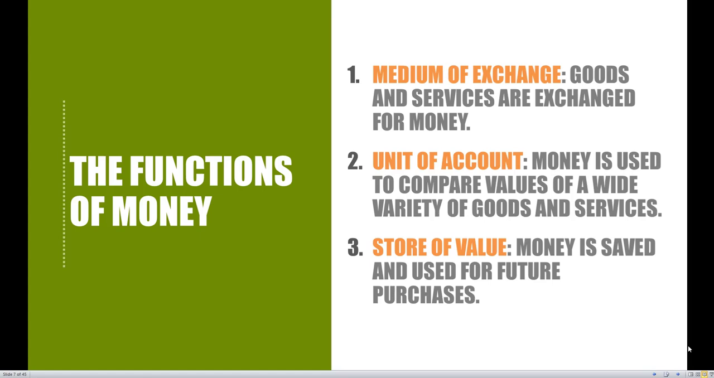Let's go ahead and talk about the functions of money. Money plays a very important role for you and I for our everyday transactions, even though we don't think about it all too often. So what are the three functions of money? We have medium of exchange, unit of account, and store of value.